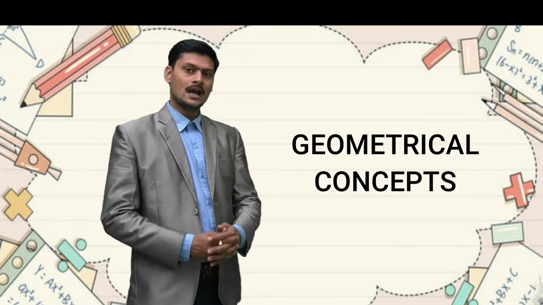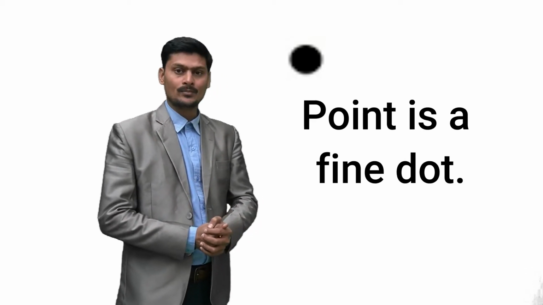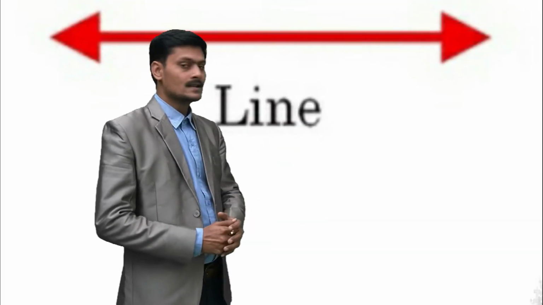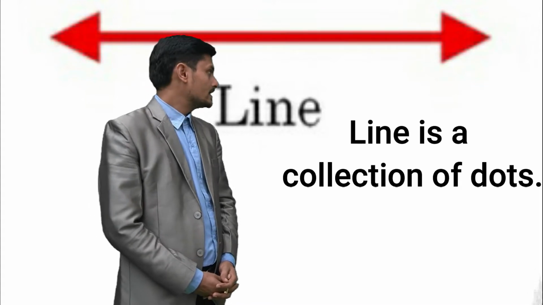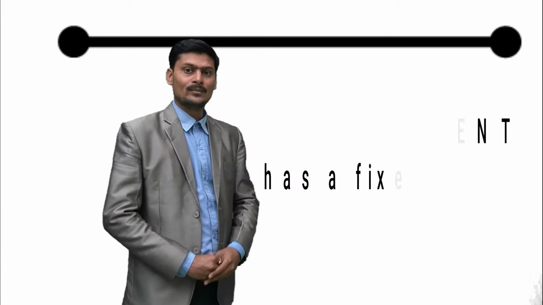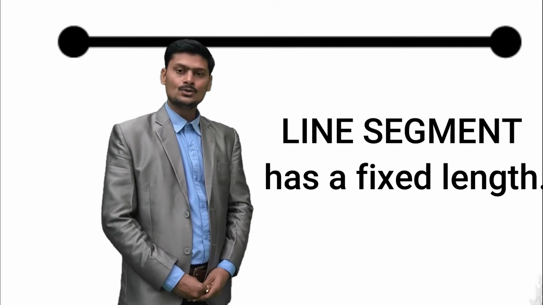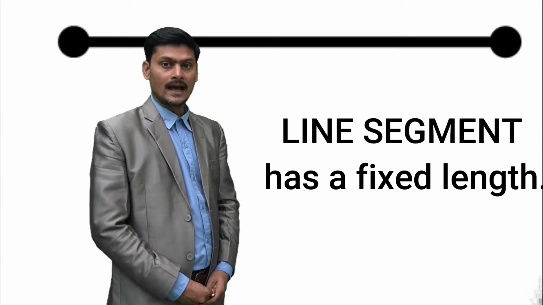In the previous class, we have already discussed the basic concepts related to geometry, such as point. A point is a fine dot marked by a sharpened pencil. Then the next one is a line. A line is a collection of so many dots. It has no endpoints. It can go endlessly, infinitely in both directions. Next, we have taught about the line segment. A line segment has two endpoints and a fixed measurement. It is a part of a line.